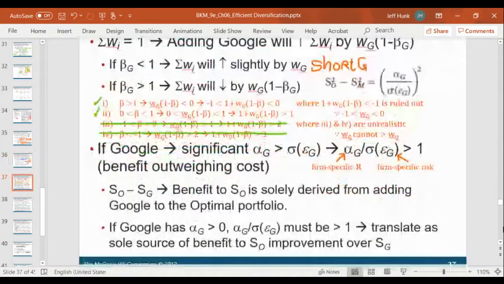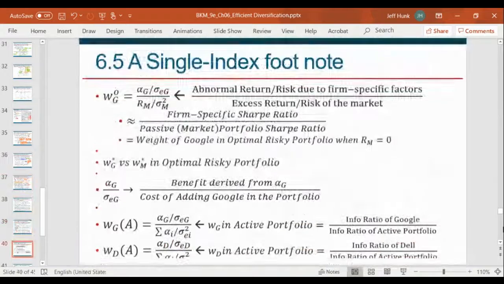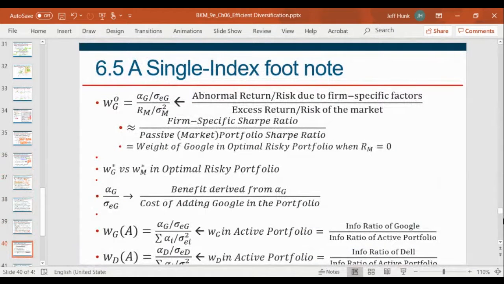So let's take a look at the footnote, because I put in a lot of time and effort to make this PowerPoint. So why waste any slide?